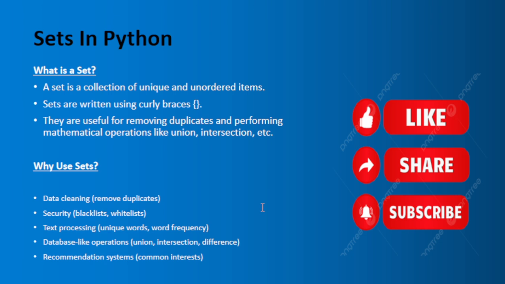So why do we use a set? It helps in data cleaning, because with the help of a set we can remove the duplicate values. It is secure because we can blacklist and whitelist. It helps in text processing because it helps in finding unique words and word frequency. And you can perform database operations like union, intersection, and difference. So these are all usages of a set.